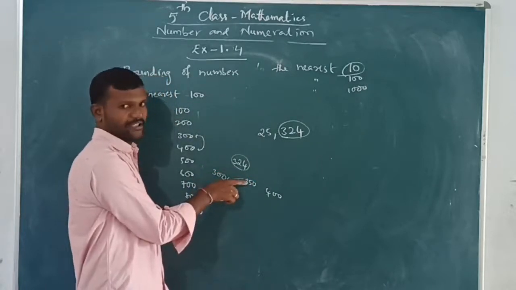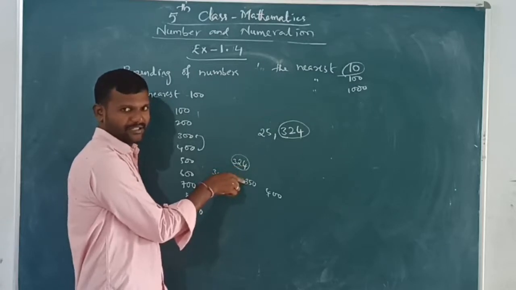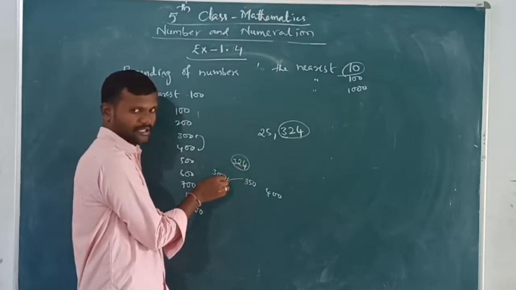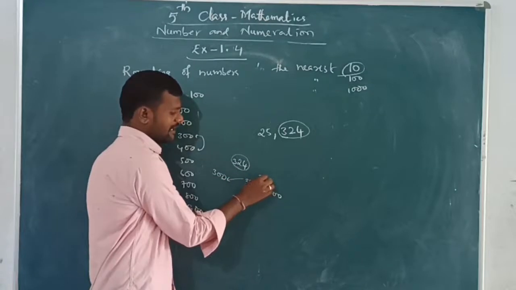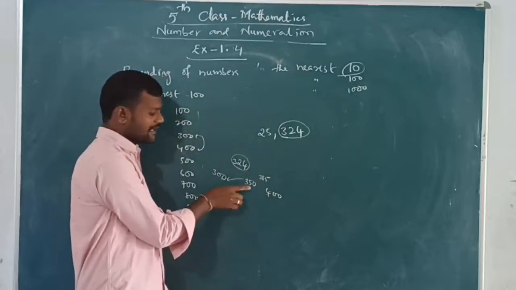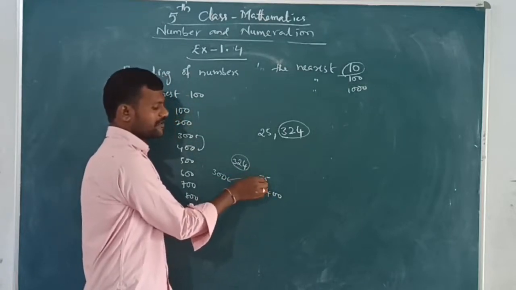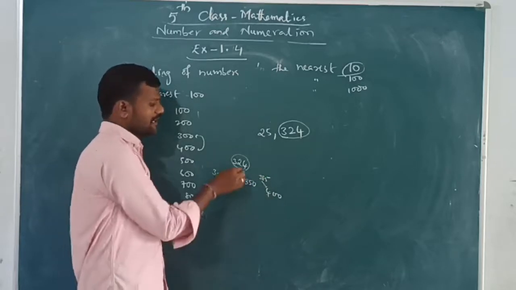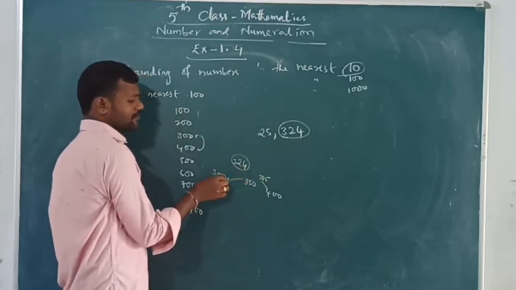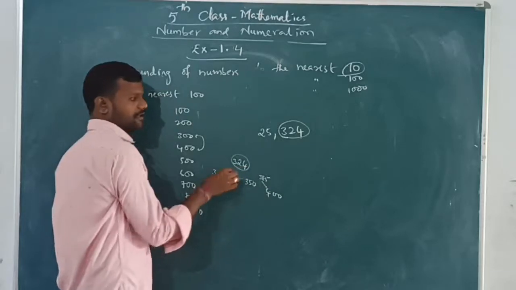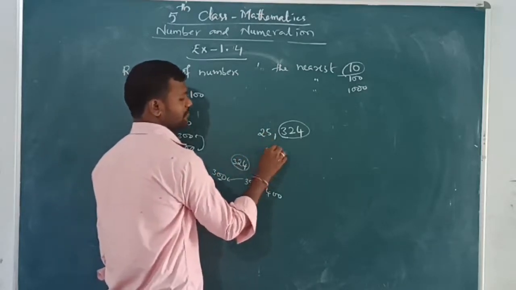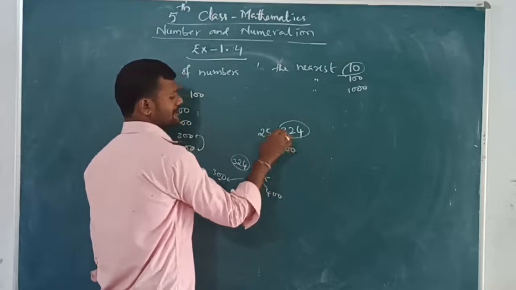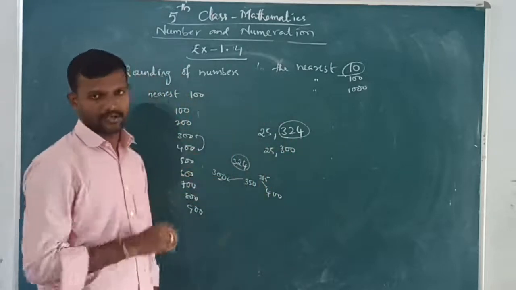324, 350, small, it is smaller than 350, that's why it is closer to 300. Example, if I give 385, 385 means it is more than 350, that's why it is closer to which number? 400. So 324, it is very closer to which number? 300. So 25,300, that is the nearest 100 to that.